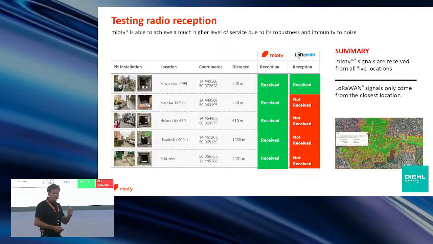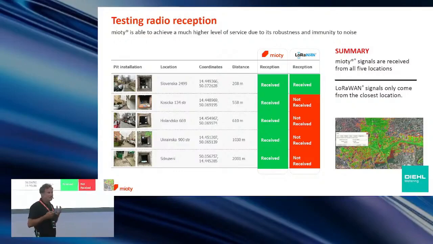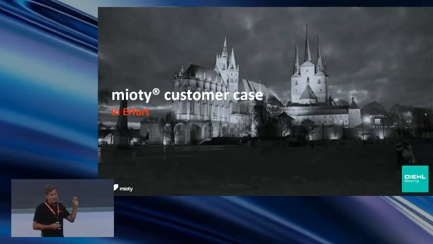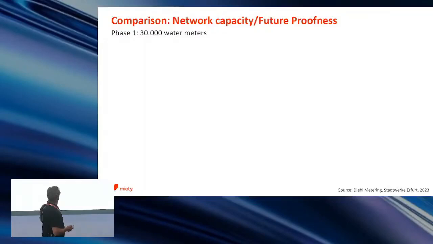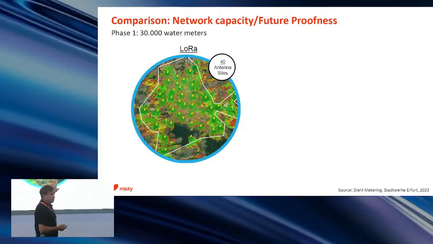So that's one thing. Another thing then, so when we're talking about big installations, we want to do massive deployments. The network then really has to be able to receive and potentially also send out, but receive as many messages as possible. So this is a real case, customer case, also by Deal. Thank you, Deal, by the way, where in a city called Erfurt, they have a case where they, first phase, want to deploy 30,000 water meters. And so they did some radio planning. Again, mioty or LoRa.